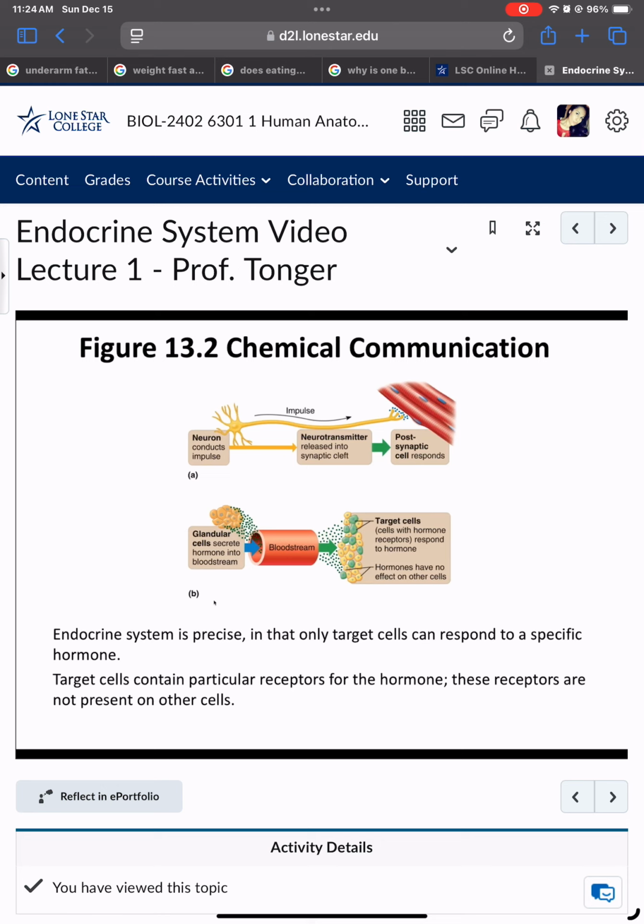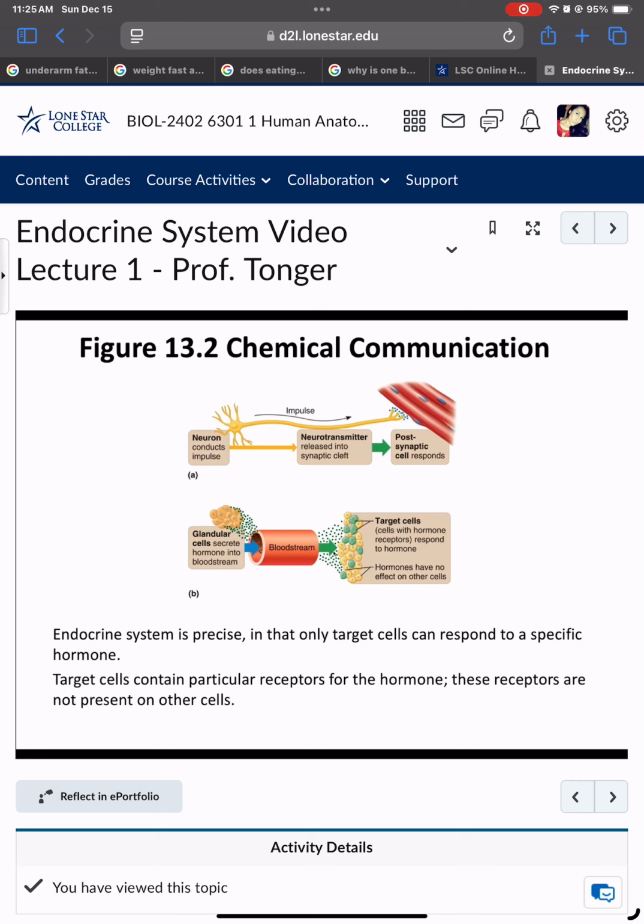Whereas if you see here, this is a pictorial depiction of how the endocrine system works. In the endocrine system, we talk about various glands, and these are a bunch of cells from a particular gland, and that's why these cells are called glandular cells. These are secreting the hormones into the bloodstream, and blood is the mechanism by which these hormones are released and also transported to the target cells.